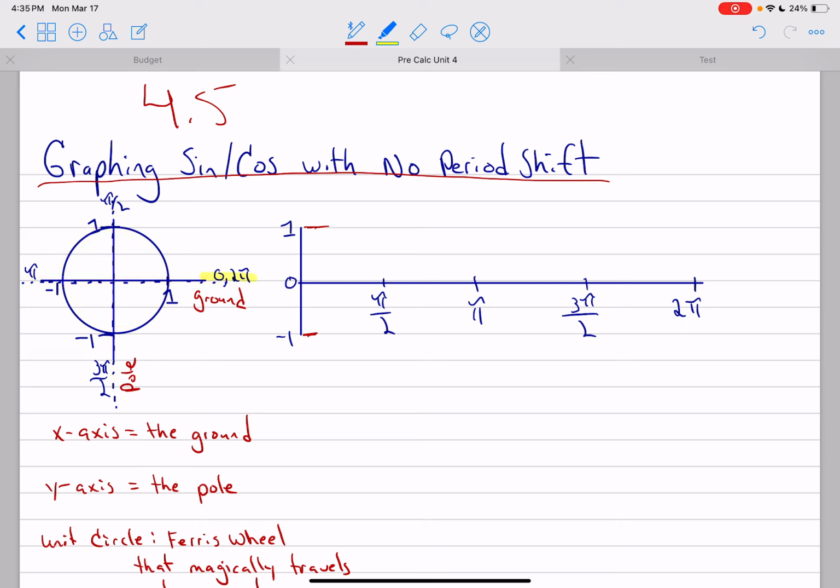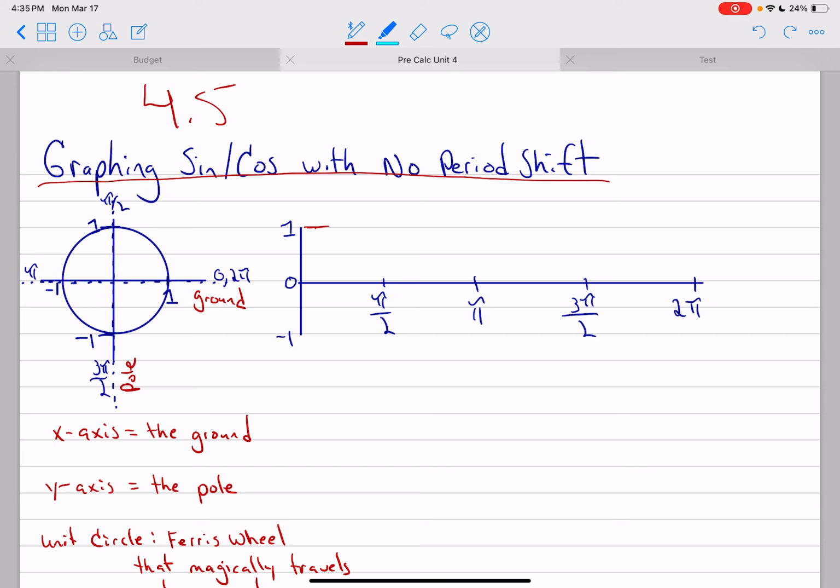We have the angle 0, 2 pi. We have the angle pi over 2, which is a 90-degree angle. We have a pi angle. We have a 3 pi over 2 angle. And then we're back to our 2 pi angle. All that is familiar. And we also notice that from here to here, this radius is 1. From here to here, the radius is 1. All this is stuff that we know because this is a unit circle.